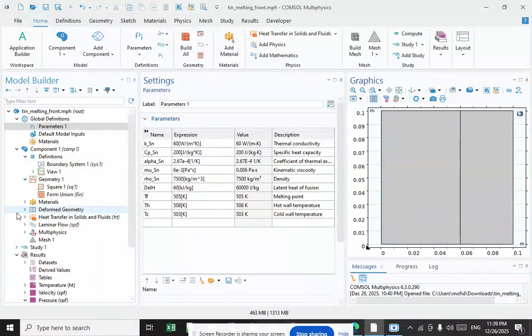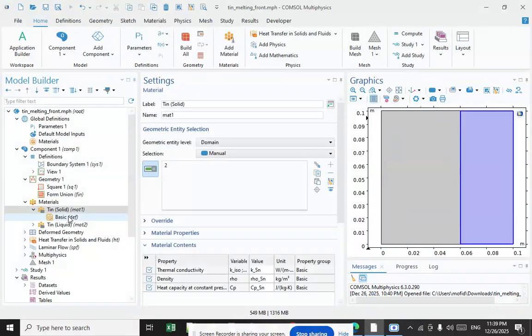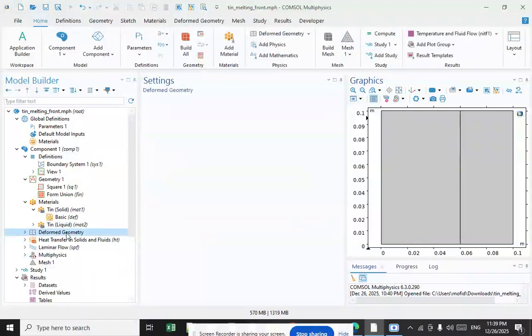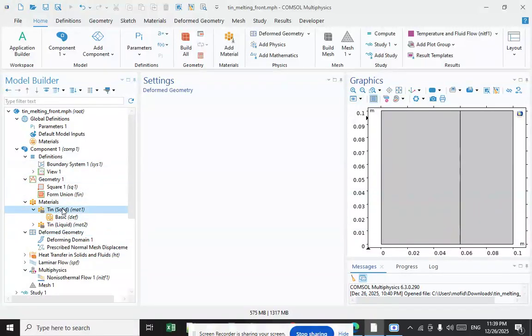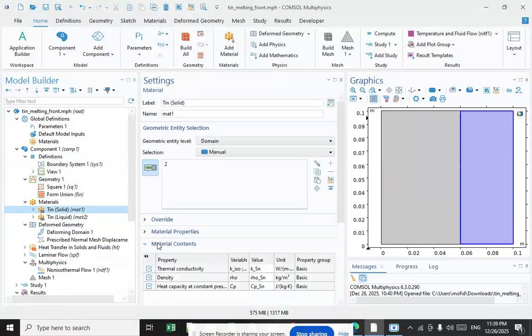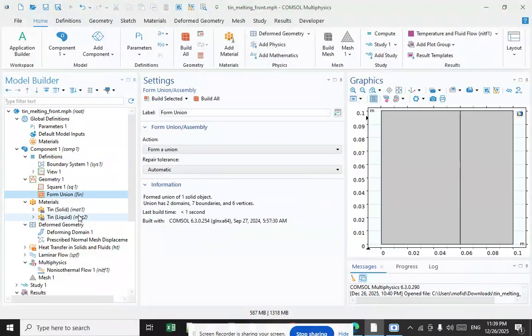Here you can see the material that I have applied is tin as a two-phase of liquid and solid. And the physical module that we have selected is the form geometry, heat transfer in solid and fluid because we have a solid and liquid, laminar flow, and the multiphysics. The difference between solid and liquid is between the thermal conductivity and their heat capacity.